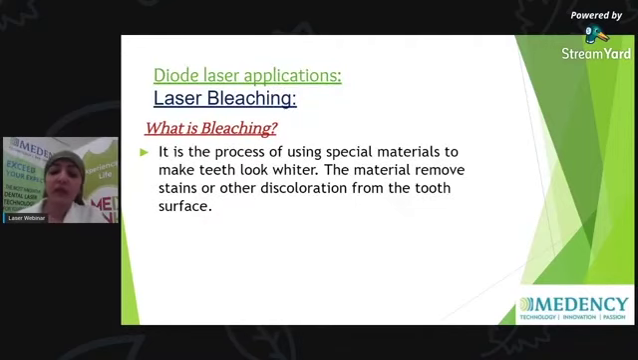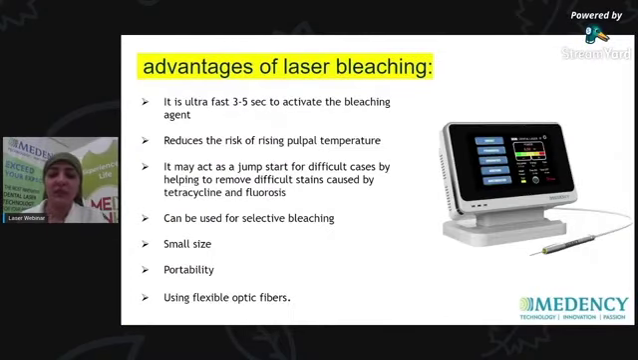Okay, finally, laser bleaching. What is laser bleaching? What is bleaching actually? It is the process of using special materials to make teeth look whiter. The material removes stains or other discoloration from the tooth surface. Of course, we use bleaching gel in combination with laser, which we are going to discuss later in the slides.